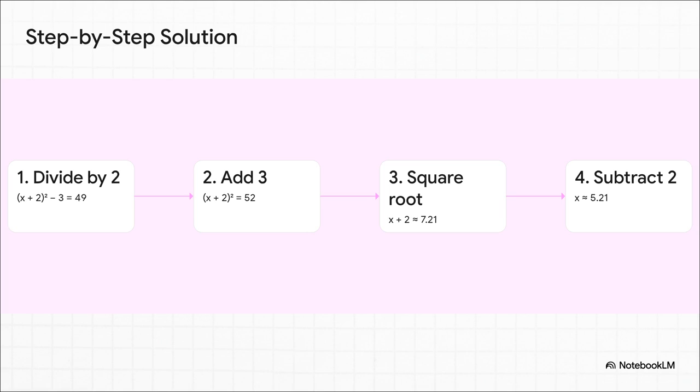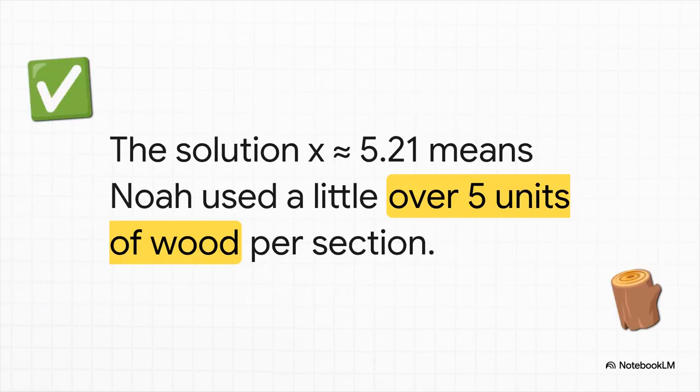You peel back each layer one at a time. Then the division, then the subtraction, then the exponents, until you finally get x all by itself. And when you do all that, you end up with a value of about 5.21. And one more time, we translate that math answer back into the story. So an x value of roughly 5.21 means that, according to this specific formula, Noah used a little over 5 units of wood for each section.